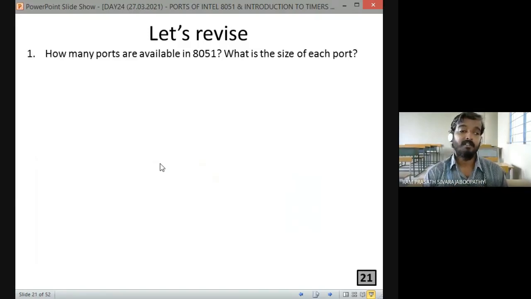How many ports are available in 8051 and what is the size of each port? Can you people type it in the chat? How many ports we are having in 8051 and what about the size of each port? Yes, 4 ports we are having. Each is going to have 8 pins. That's it.